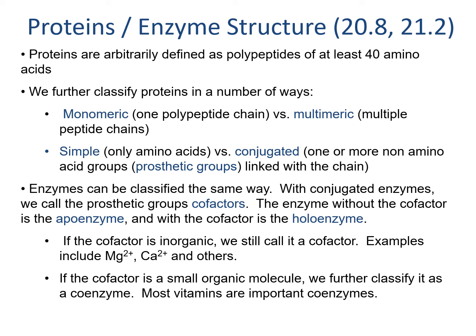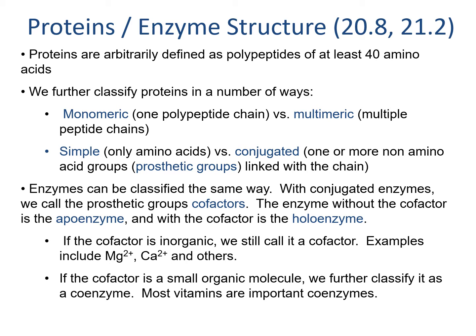The prosthetic groups for enzymes are called cofactors. So a cofactor is a specific example of a prosthetic group. When we talk about an enzyme that has the cofactor, the enzyme with the cofactor is called the holoenzyme, think of it like a whole enzyme, and the enzyme without the cofactor is the apoenzyme.